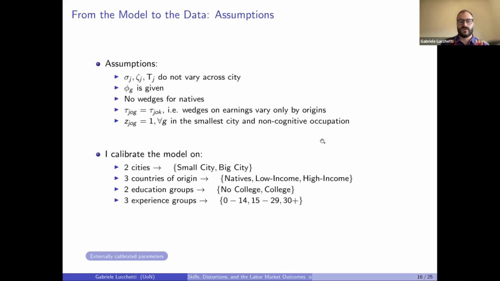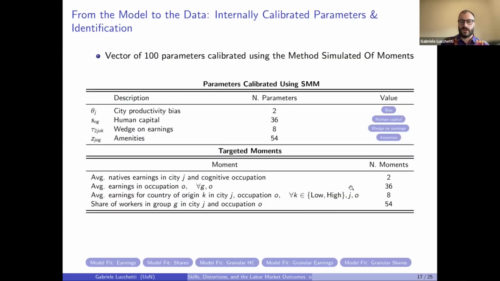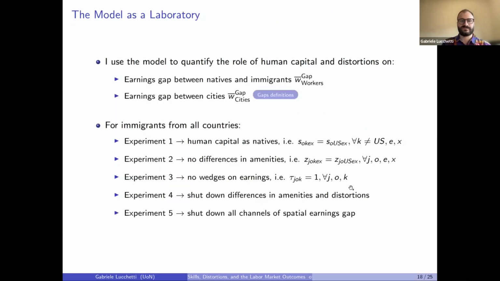The calibration that I'm going to show you today is done on 2 cities, a small city and a big city, 3 countries of origin: natives, low income, high income, 2 education groups, not college and college, and 3 experience groups: those with 0-14 years of experience, 15-29 years of experience, and more than 30 years of experience. So I skip this. I'll go to the experiment.